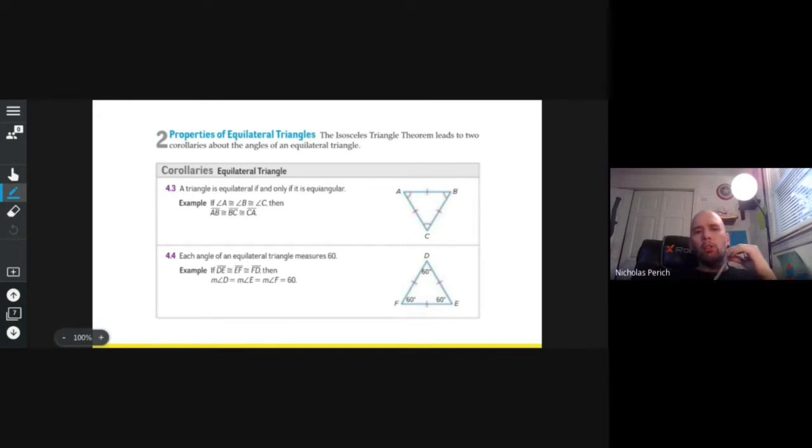Equilateral. You might also be thinking, isn't there an equiangular? And there it's equiangular, but I'm not sure we're going to run into that word. Equiangular means that all three angles are the same. So if it's equilateral, then it's equiangular too.